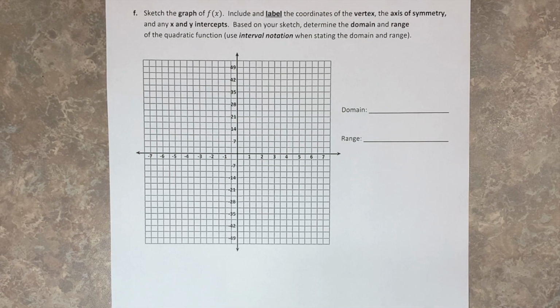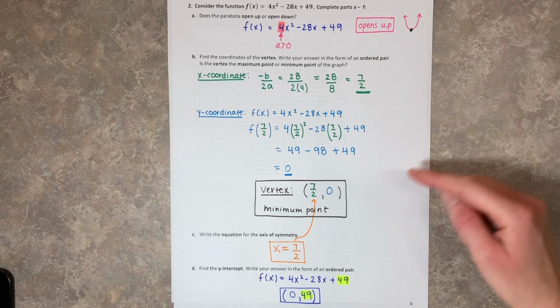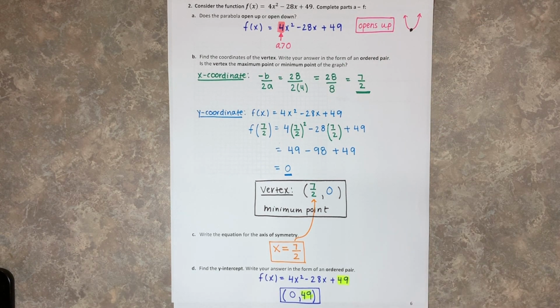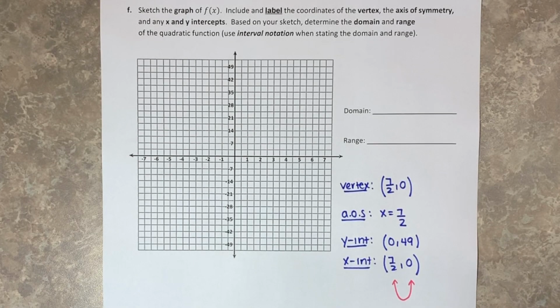Last step, let's go ahead and graph this. And in order to graph, I'm going to start by compiling all of the important information we gained from the previous 2 pages. Okay, we found that our parabola opens up. We found the vertex right here. We found the axis of symmetry, the y-intercept, and then we found our x-intercept right here. Okay, I've just copied all of that important information down here.